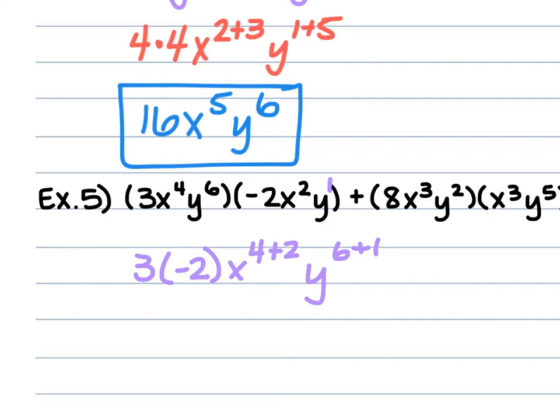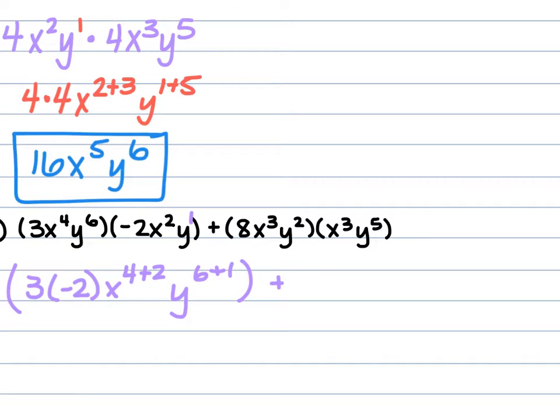Okay, on the other side of that plus sign, we are going to have 8 times x cubed y to the 2nd times x cubed y to the 5th.